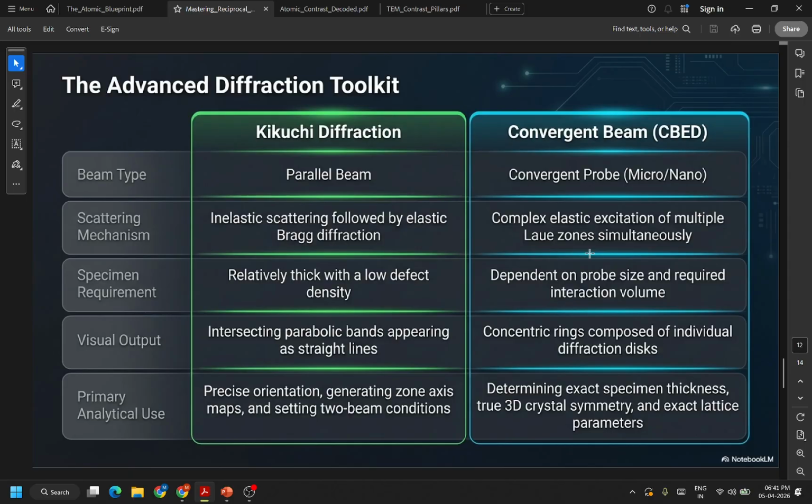In Kikuchi, we get parabolic bands which appear as straight lines, and in convergent beam, we get concentric rings, each of which is composed of individual diffraction disks. We use Kikuchi for precise orientation mapping and generating zone axis maps by setting two beam conditions. And CBD is used to determine exact specimen thickness, 3D crystal symmetry and exact lattice parameters.